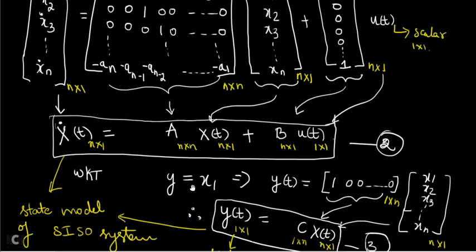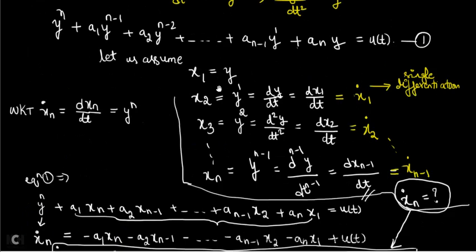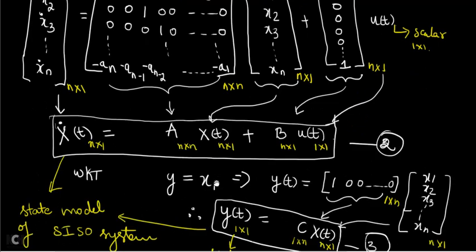Now we know that y is equal to x1. Correct? How do we know y is equal to x1? We have derived it in our previous equation. See here, in the beginning of the derivation, we assumed x1 is equal to y. That means y is equal to x1. That is what we are taking here: y is equal to x1.